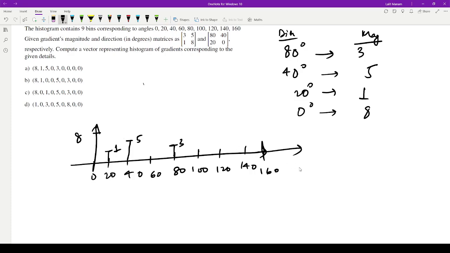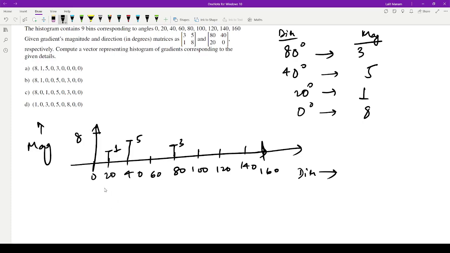I hope this diagram is clear. This is the direction and this is the magnitude. That's what is giving us the histogram here. So compute the vector representing the histogram of gradients corresponding to the details given. What would be the vector?